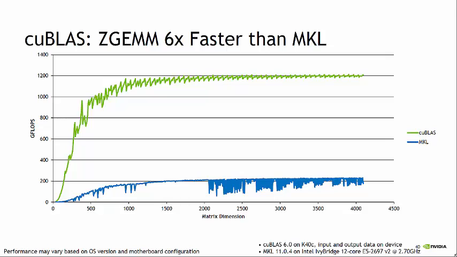A comparison to MKL: we have the CPUs there, a 12-core Ivy Bridge compared to a K40C. I think this was done a few months ago, so it hasn't been done with the latest processors, or the latest version of cuBLAS. But I think the general theme is there, that it's approximately 6 times faster doing this ZGEMM operation than MKL. ZGEMM is double precision complex matrix multiplication.